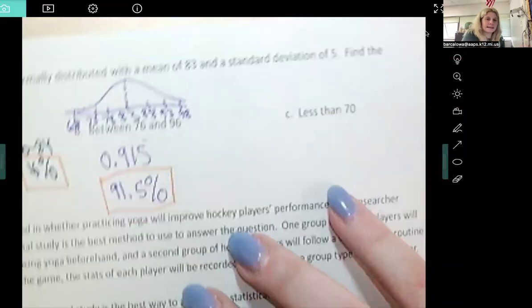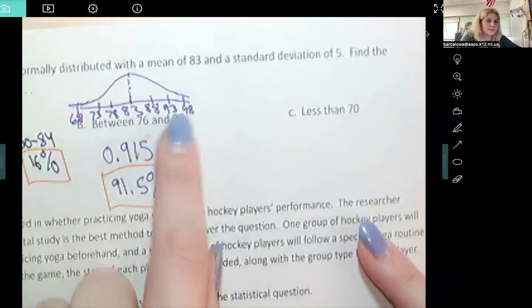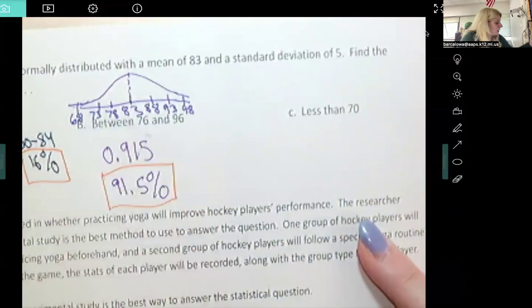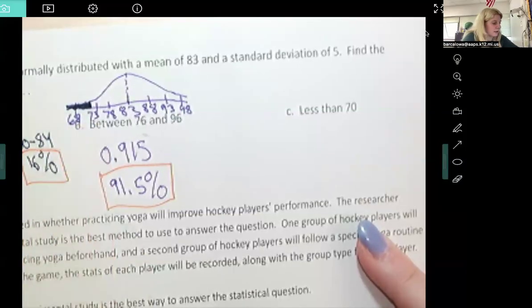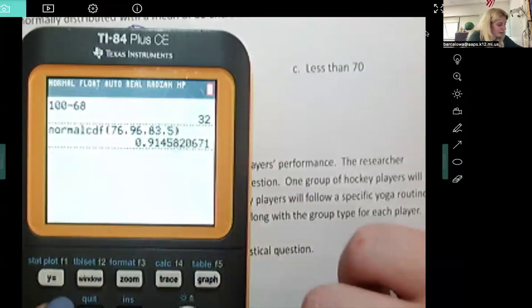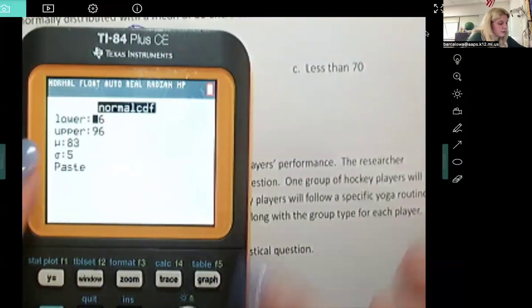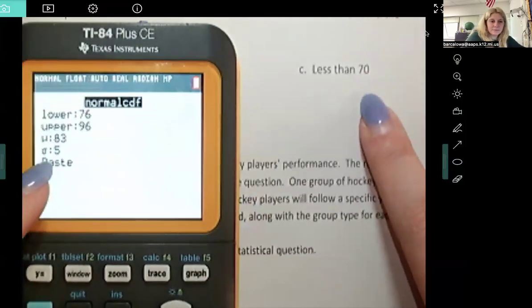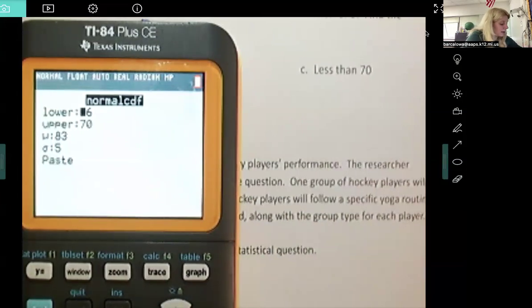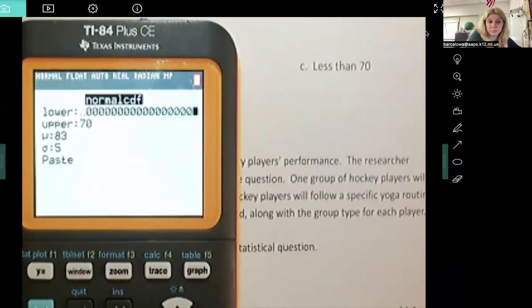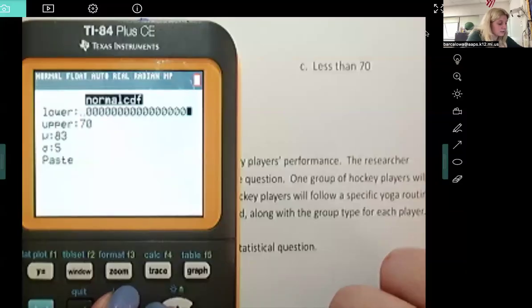What about less than 70? Again, I don't see 70 on this sheet or on this distribution. I know it's somewhere here. So when they're saying less than 70, they want that little bit. So I'm going to go back into the distribution to normal CDF. If I want less than 70, that means my highest number is going to be 70. So my lowest number needs to be something really, really small. I like to do negative, and we can do negative like a trillion or something.